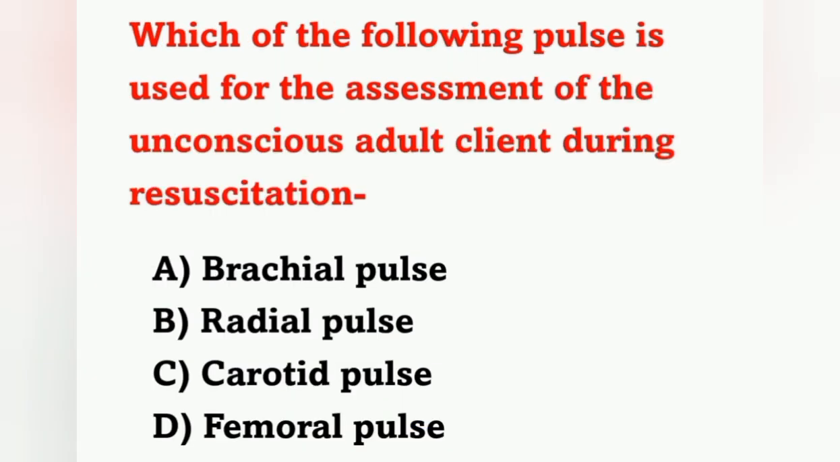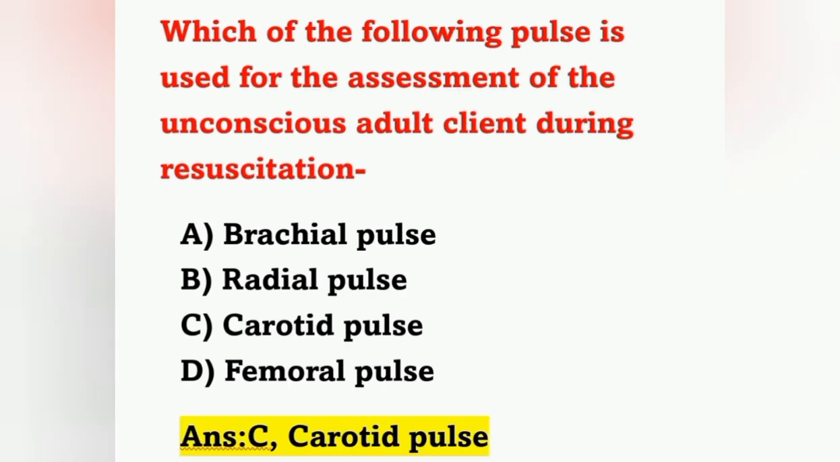Which of the following pulses is used for the assessment of an unconscious adult client during resuscitation? Options: option A brachial pulse, option B radial pulse, option C carotid pulse, option D femoral pulse. During the time of resuscitation or CPR, which pulse is commonly used for the assessment in an unconscious patient? In an unconscious patient, we take the carotid pulse. Option C is the correct answer.